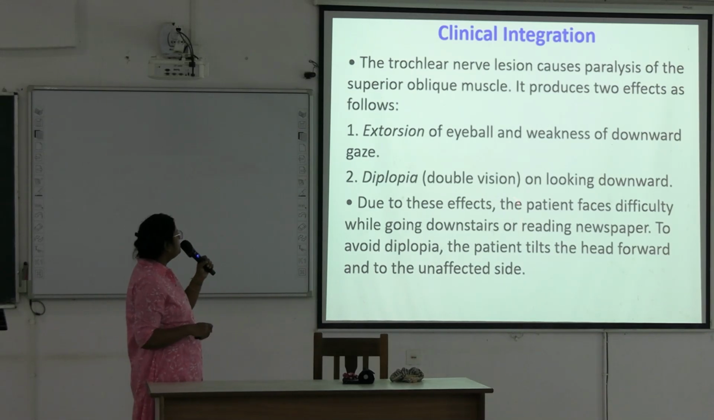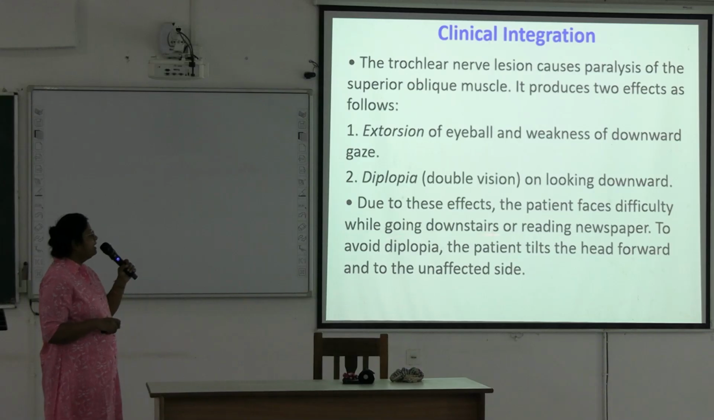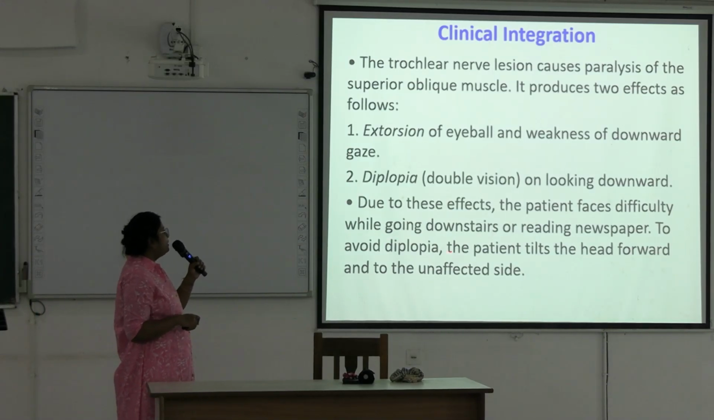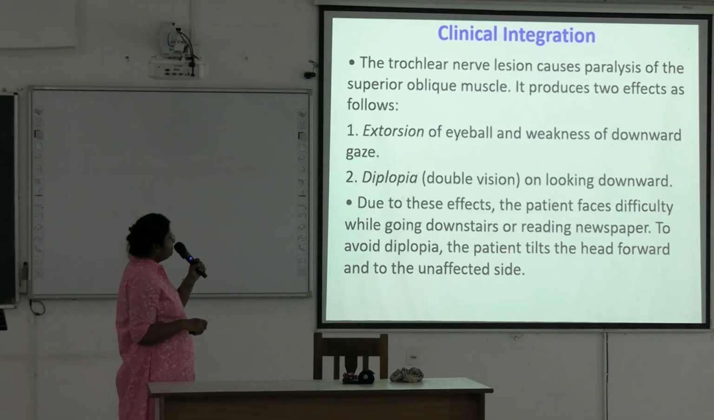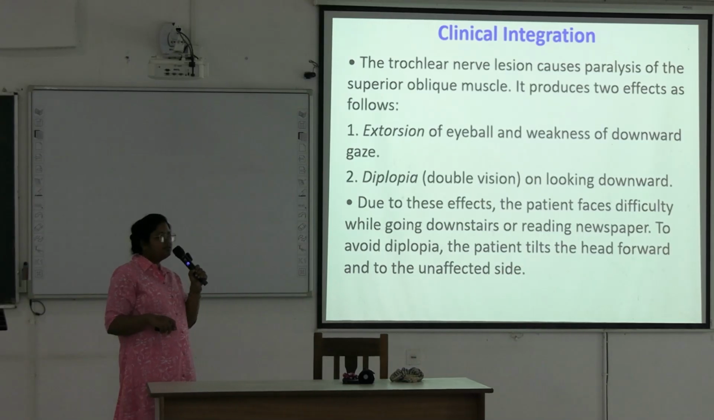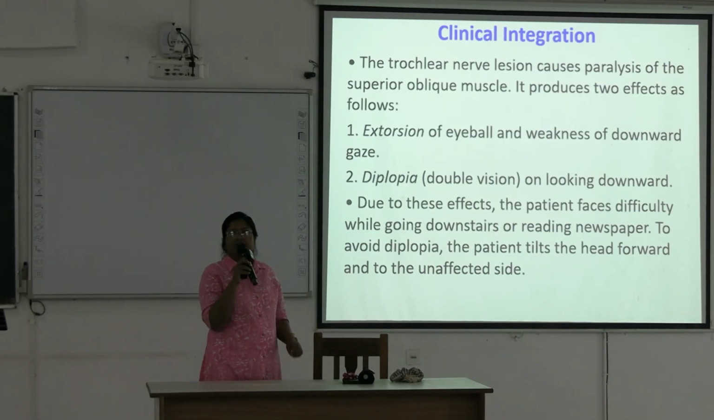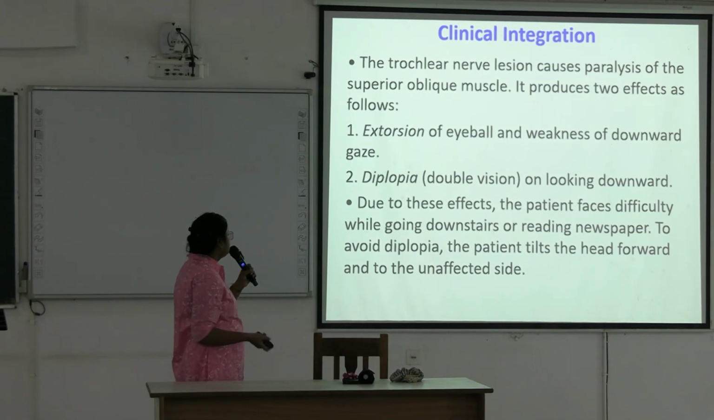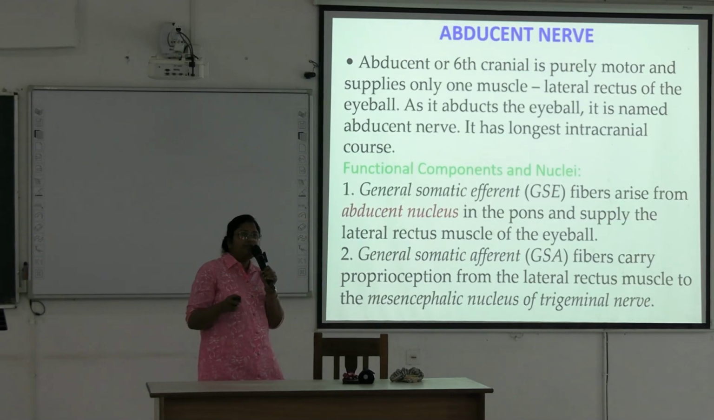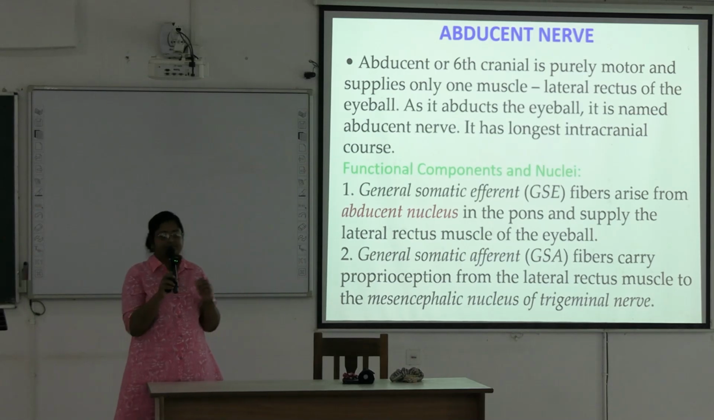Okay, next. Due to these effects, the patient faces difficulty while going downstairs or reading the newspaper. To avoid this diplopia, the patient tilts the head forward and to the affected side. Okay, this is for compensating this lesion. Understood? Next. So we have completed the trochlear nerve. Next we are going to the abducent nerve, the sixth cranial nerve.